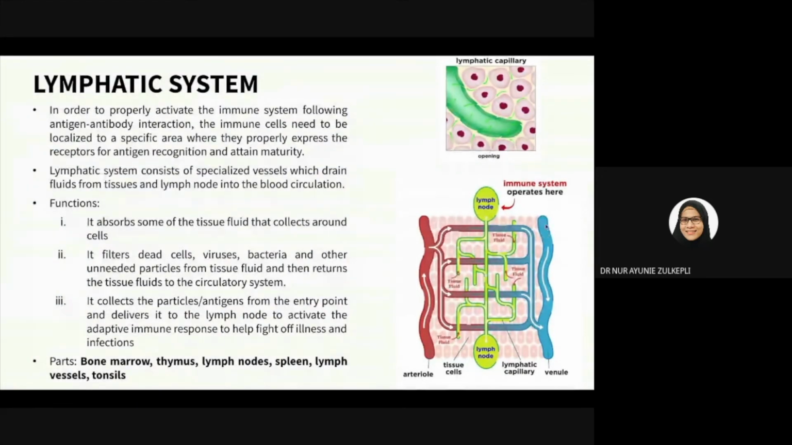And then it will filter. So what the lymphatic system will do is filter dead cells, viruses, bacteria, and other unneeded particles from the tissue fluids and then return it to the circulatory system. So it basically just filters out and then returns the clean fluid to the circulatory system. Okay. And the last one, it collects the particles or antigens from the entry points and delivers them to the lymph node to activate the adaptive immune response to help fight off illness and infection.